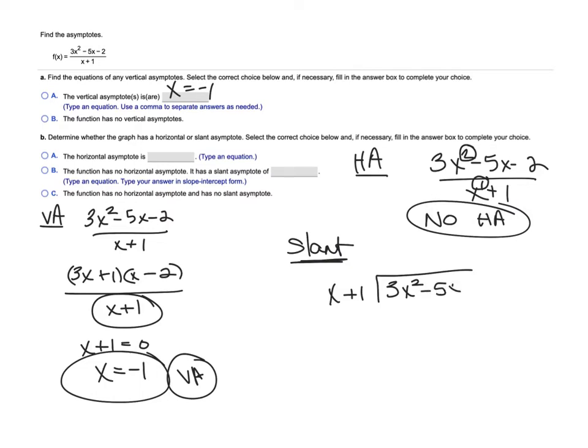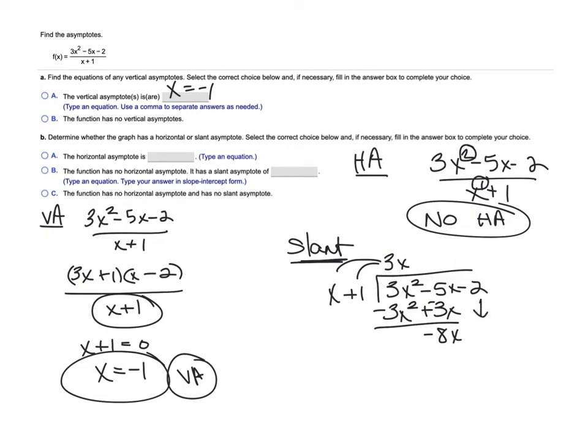Minus 5x minus 2. Okay? If you divide it, we have x goes into 3x squared. So we know we need a 3, and we know we need an x. We multiply the 3x through, 3x squared plus 3x. All right, and let's subtract. So subtract, change both signs. We get 0, and we get negative 8x.